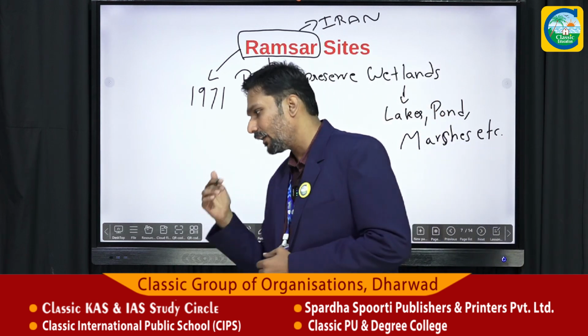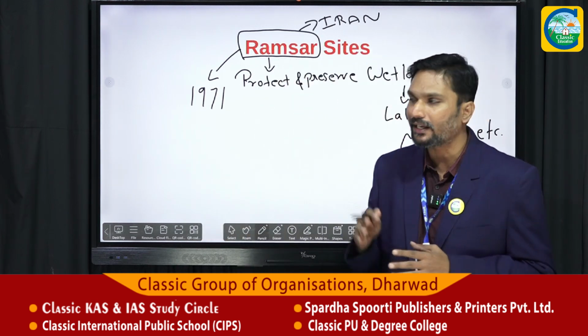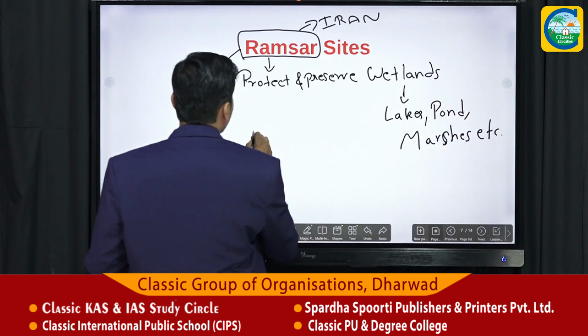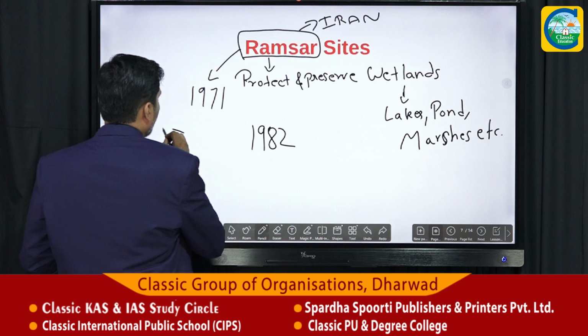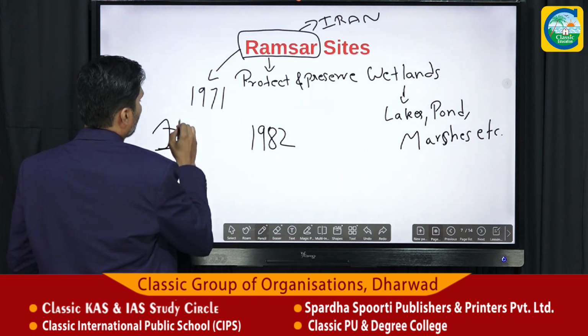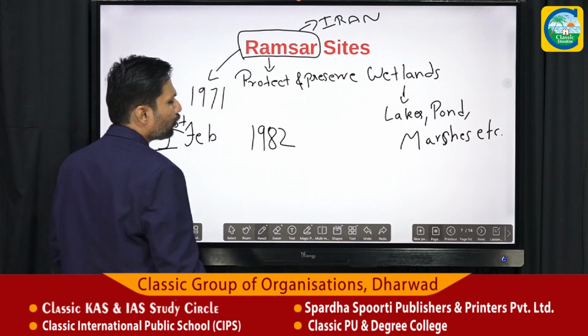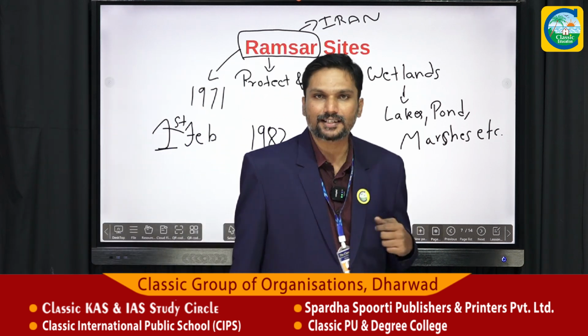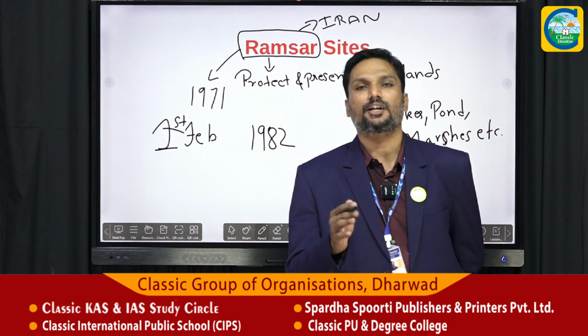And when did India join this convention? This convention was joined by India in the year 1982. India signed this convention on 1st February 1982. By signing this convention, India became a party to it.